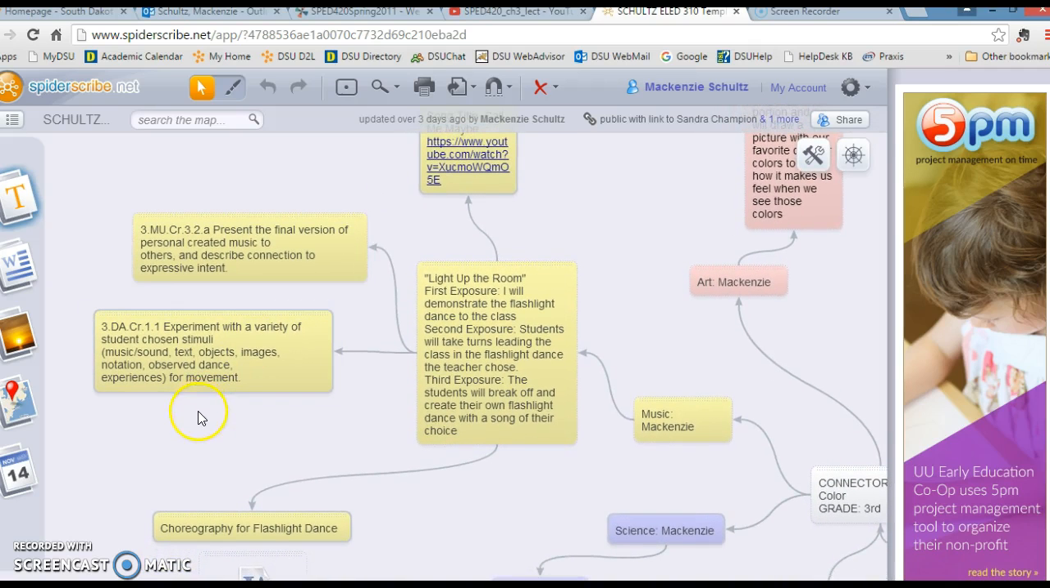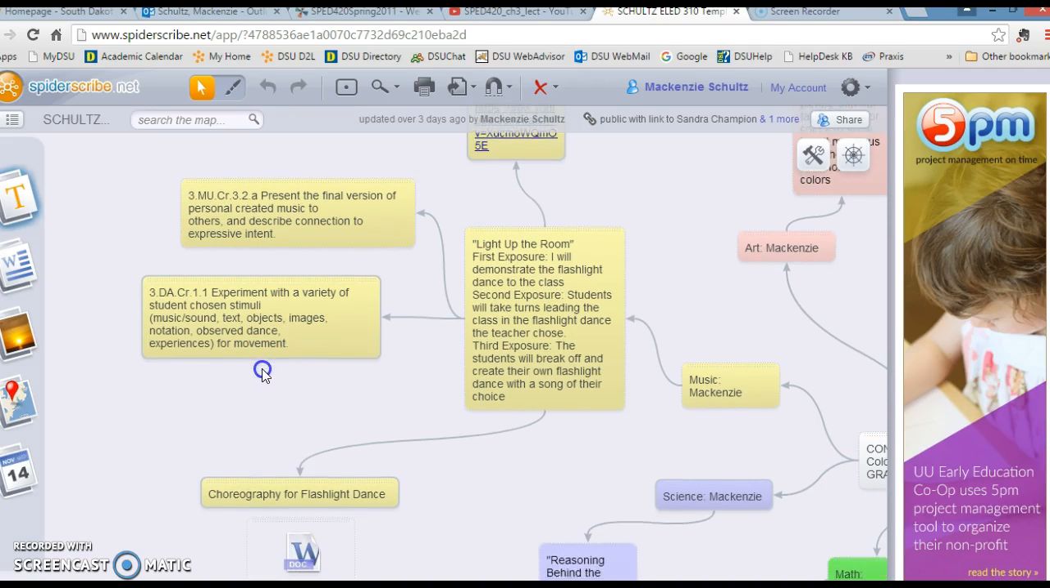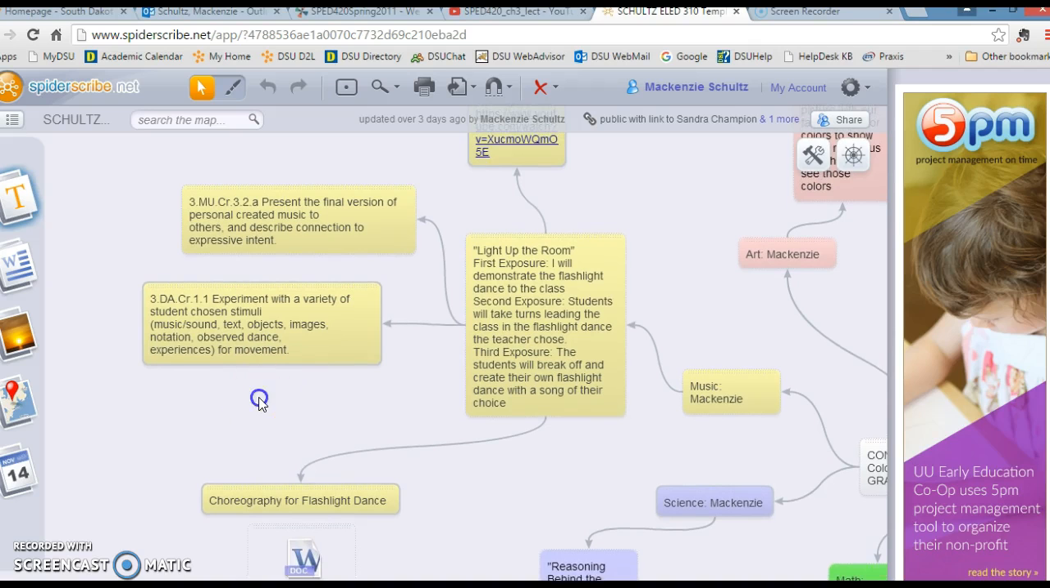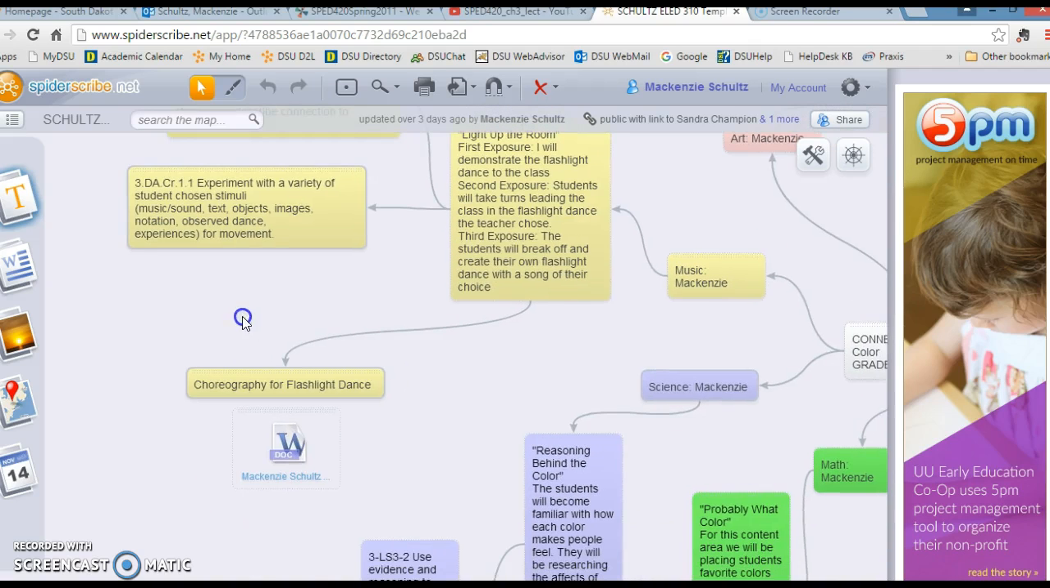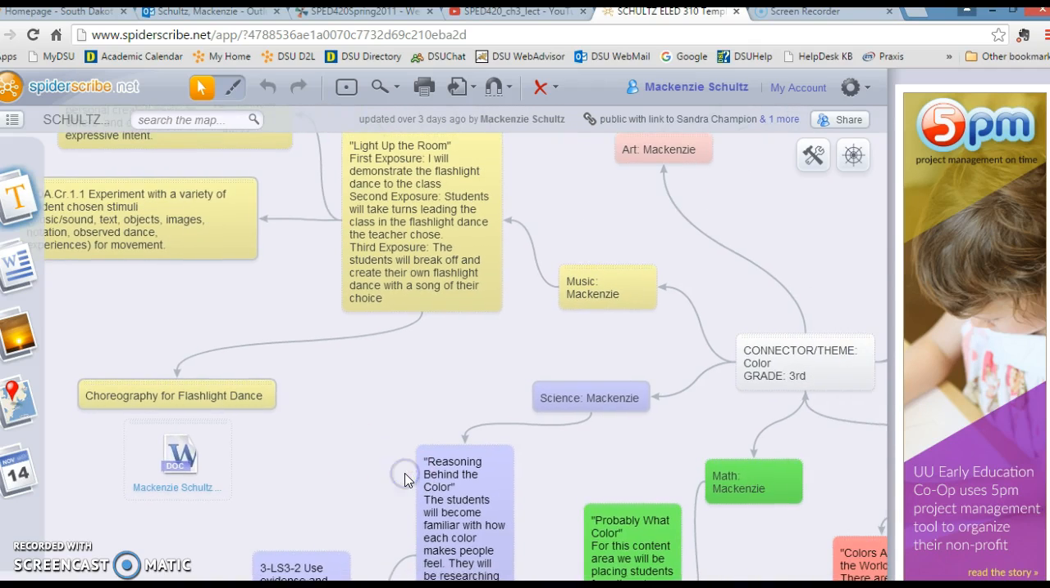And then here are some of the content standards. Present the final version of a personal created music to others. And then we're going to do different stimulus like music, sound, text, objects for movement. And then here is the link, here is the choreography for the flashlight dance. I'm going to give them a set of choreography moves for the first two exposures, and then the third exposure they will be creating their own flashlight choreography dance.